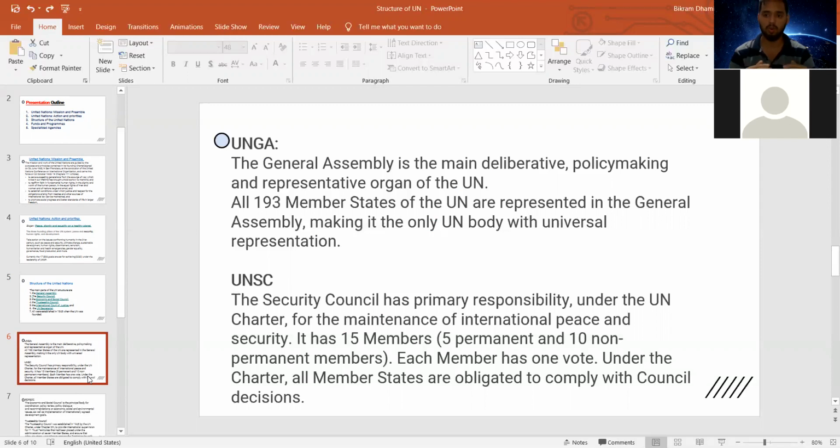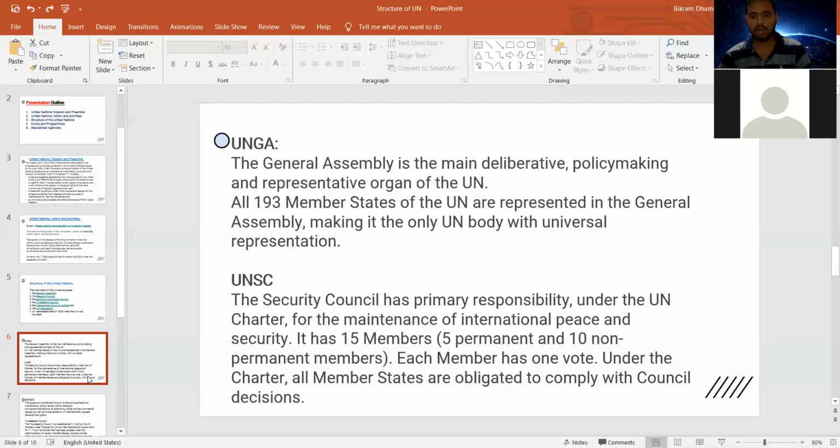If they vote, the whole others are in favor, and if any 5 of these members are not in favor, then the action will not take place. That power is known as veto power. There are 10 non-permanent members of the United Nations, who serve a term of 2 years, and Nepal has also taken the chance of being a temporary member of the Security Council twice in the history of the United Nations.